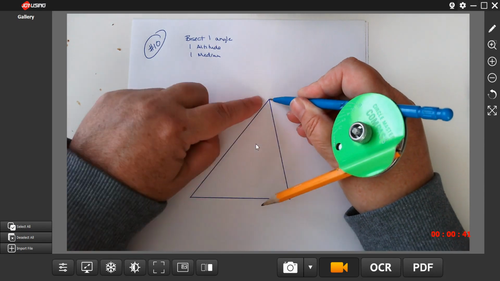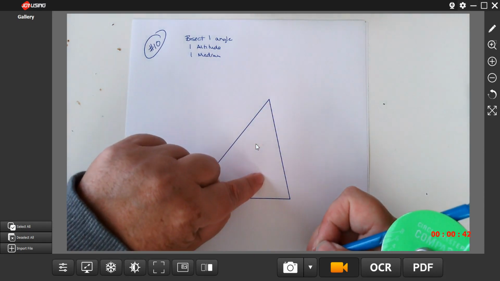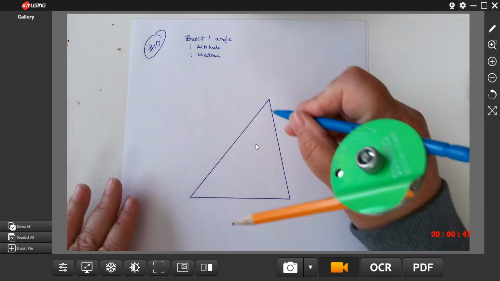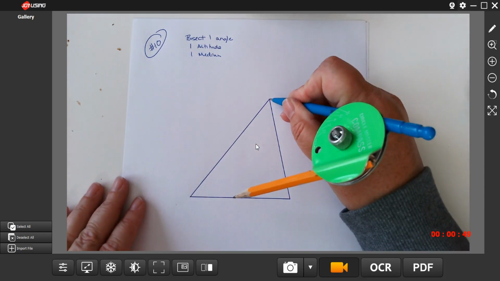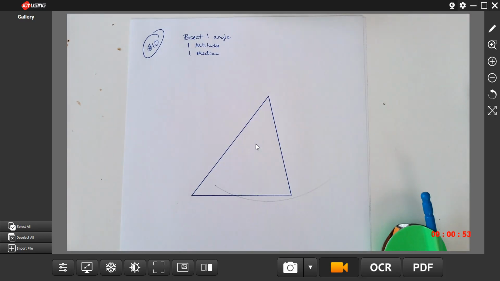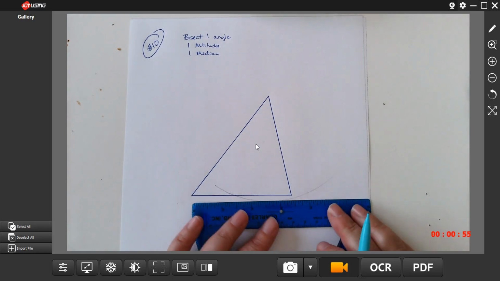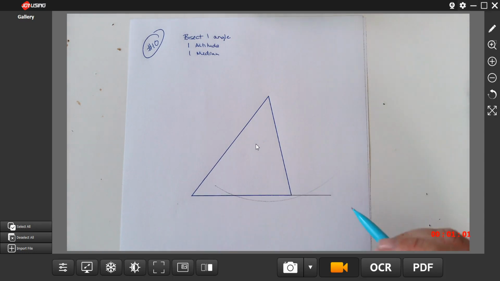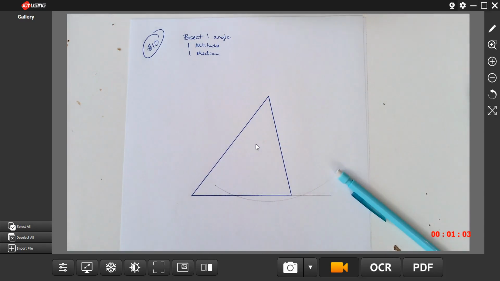Maybe I should review with you. An altitude is going to go from the vertex and is going to meet the opposite side at a 90-degree angle. Remember, this can happen outside of your triangle. Okay, so I'm going to swing that arc. And remember, we talked about sometimes it happens that you don't get those 2 points of intersection. So I just need to extend my line. Okay, so I've created 2 points of intersection there.